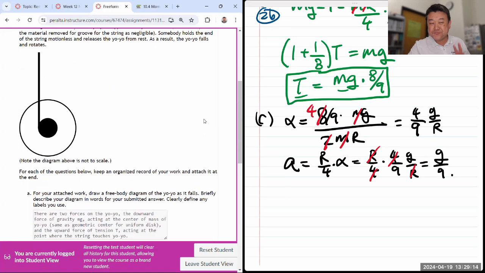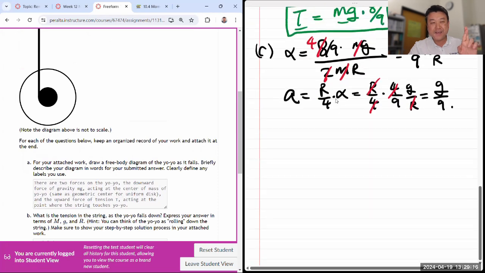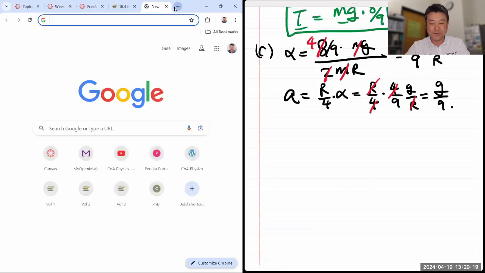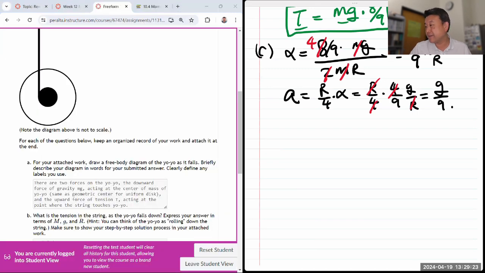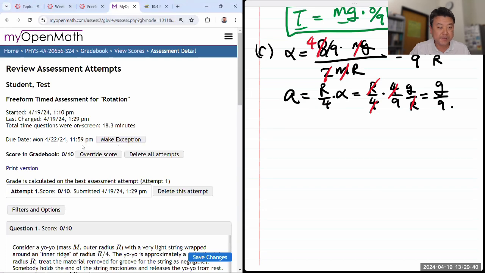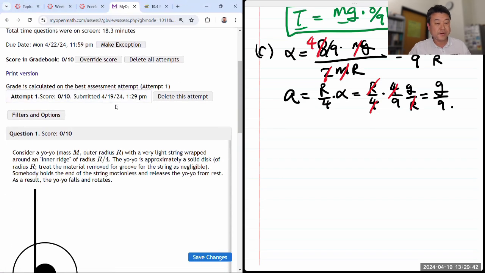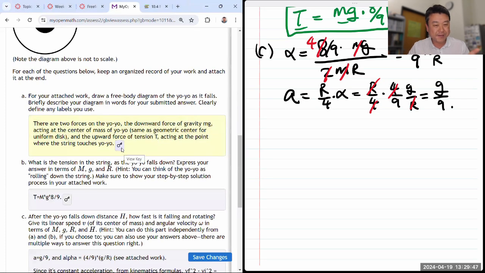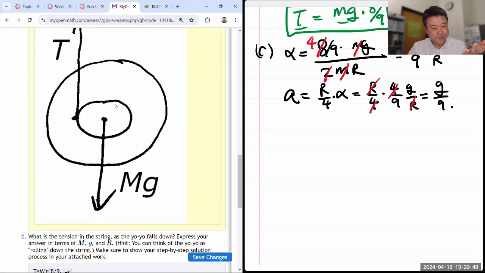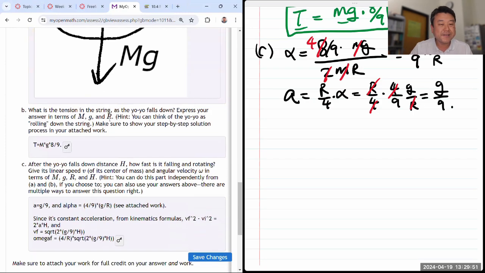Let me do this. I'm pretty sure I didn't make any mistake, but just to be doubly sure, let me go into my Open Math as instructor and show the answer key and compare it side by side with the answers that test student got. All right, so this is the attempt that test student made. I can change the scores if things warrant, but mainly what I'm interested in is the answer key. So the answer key shows those two forces. That's it. Tension in the string.